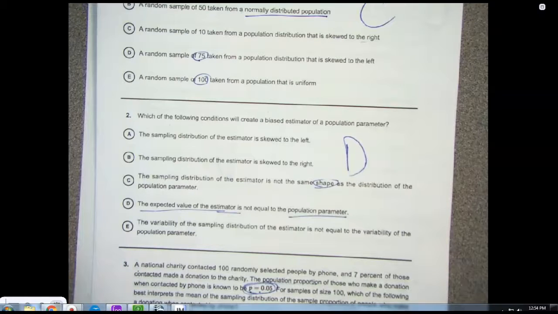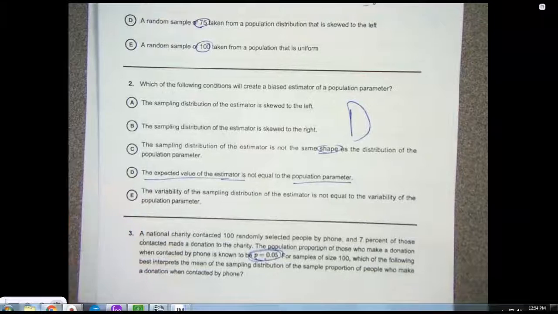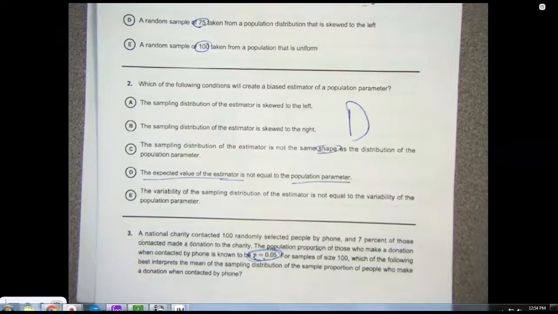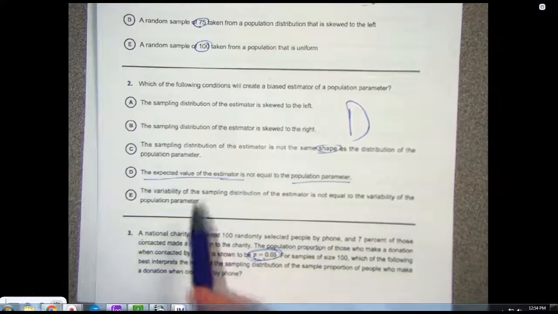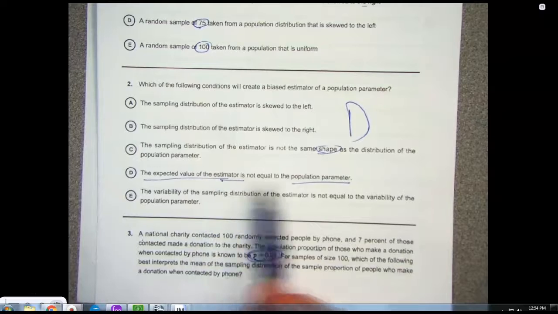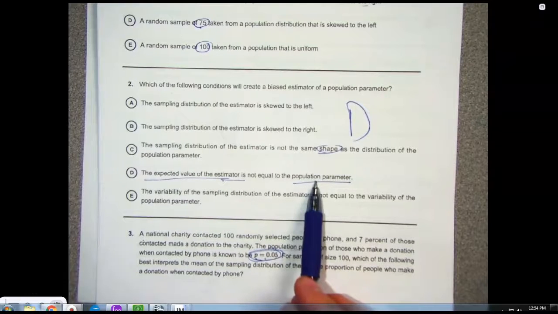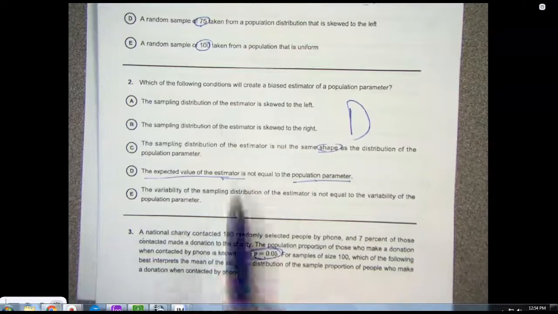Number 2, which creates a biased estimator. So biased means we're doing something, like we're not doing it randomly. We're doing something flawed somehow in our process. Say we're trying to estimate the percentage of people that have cheated on a test, but I'm doing it in a way that is public. I'm not going to get the true answer, so my estimate is not going to be equal to the true population answer. So these two are different.